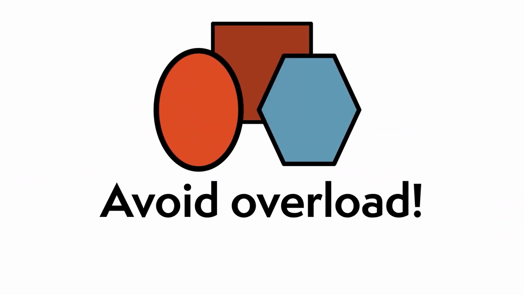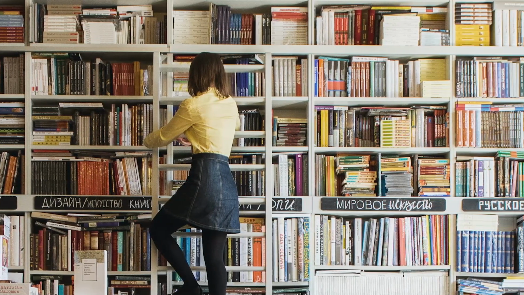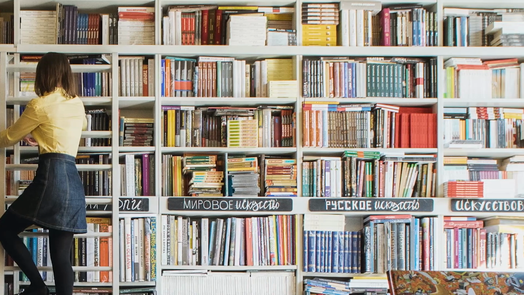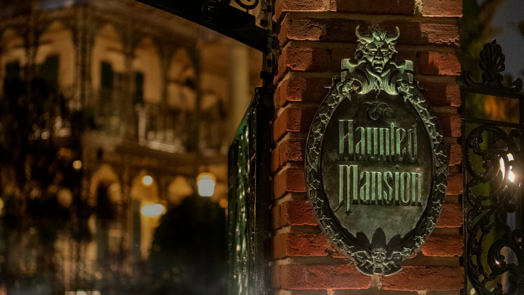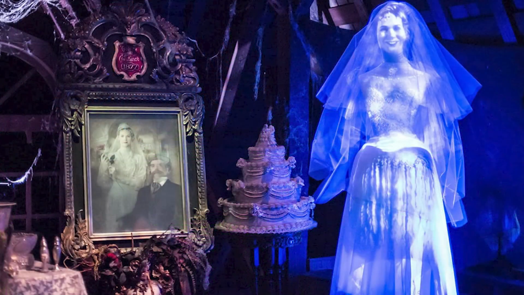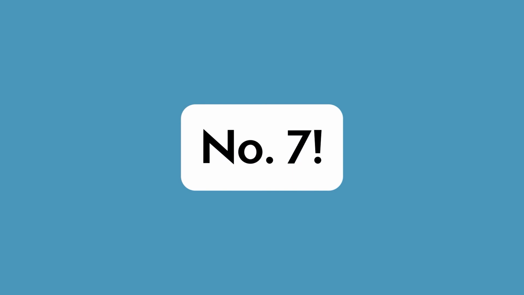Avoid overload. The idea of too much of a good thing does exist, and it's something every designer should avoid when building an attraction. If you overwhelm your guests, they won't remember anything that happened. A good example of an attraction that is full of stuff that isn't overwhelming is the Haunted Mansion. This attraction offers a multitude of things to see, but they are all broken down into digestible chunks. Number 7.